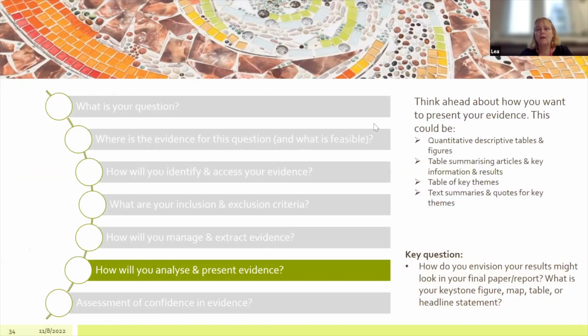Okay. How will you present your evidence? I think it's always nice in this case to think ahead of how evidence will be presented. I actually like to base most of my systematic evidence synthesis projects on a single table or a single figure that I want to make. I want to be able to summarize. In the case of the Global Adaptation Mapping Initiative, I wanted a map of the status of adaptation globally. Or I might want a table with key information.